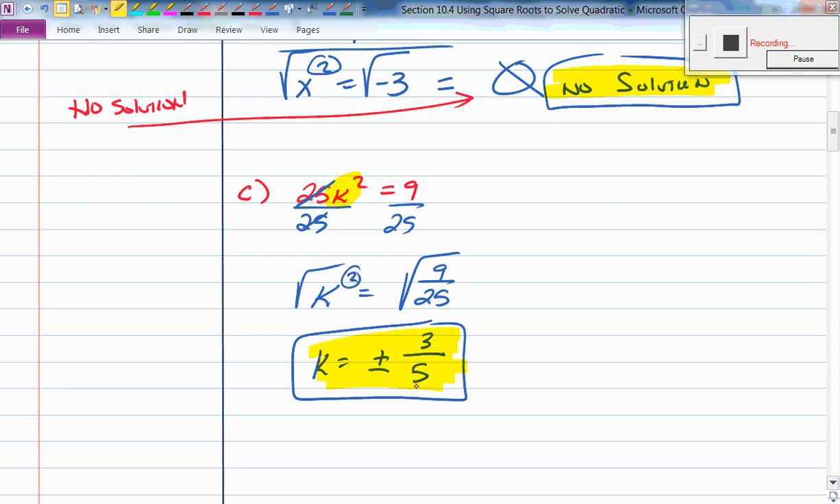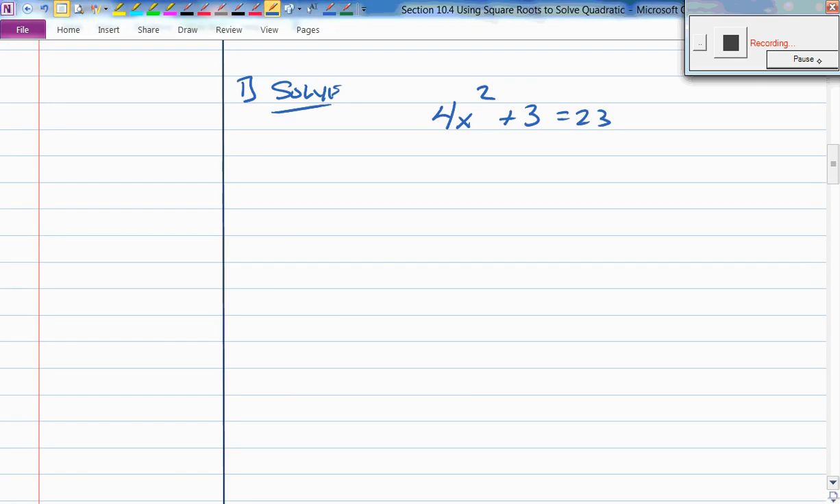4x squared plus 3 is equal to 23. Uh-oh. All right, we want to isolate the x squared term. It's this part right here. So what should I do first? We're going to subtract 3 from both sides. Very good. So that's going to give us 4x squared is now how much?